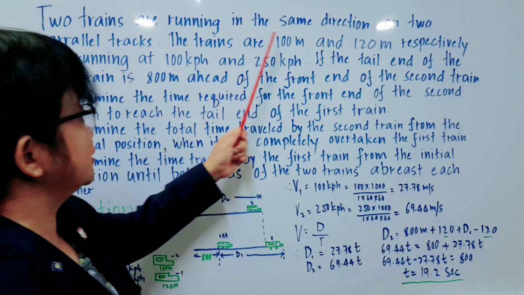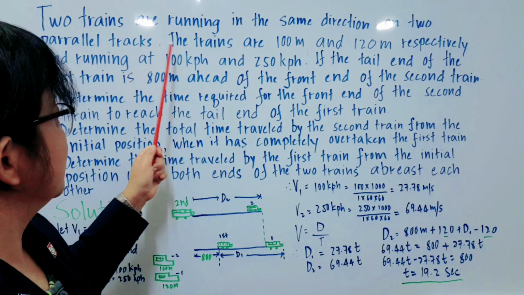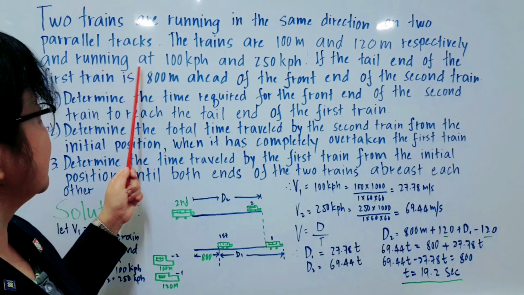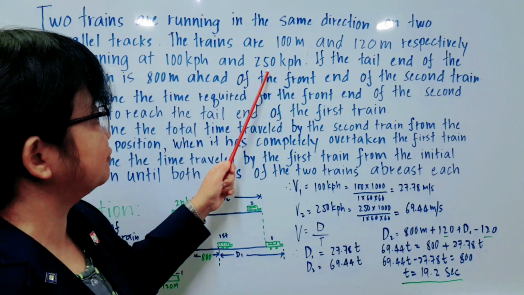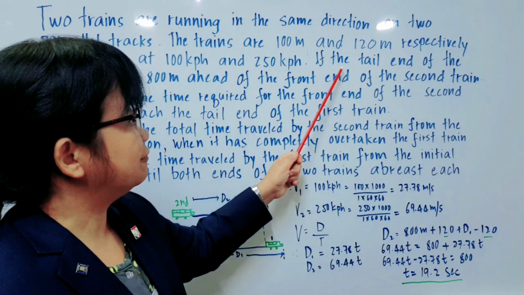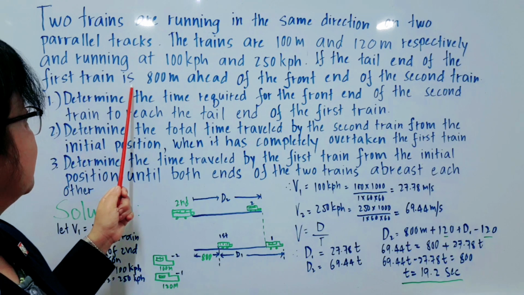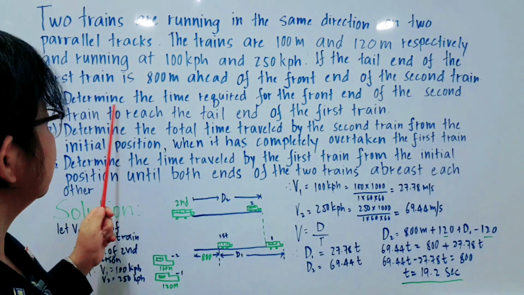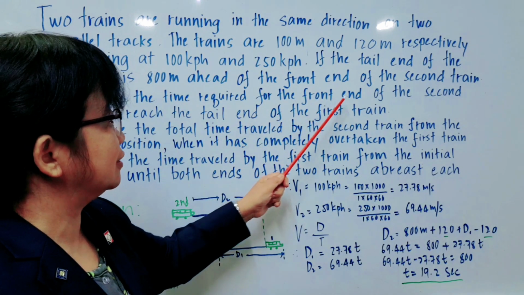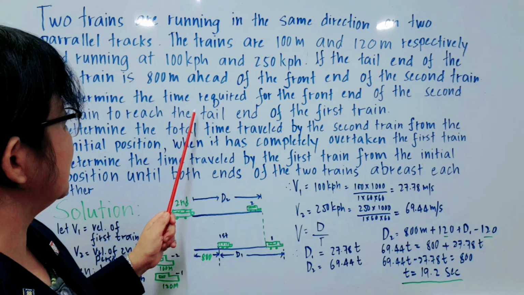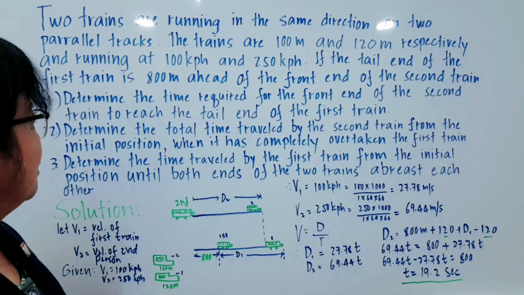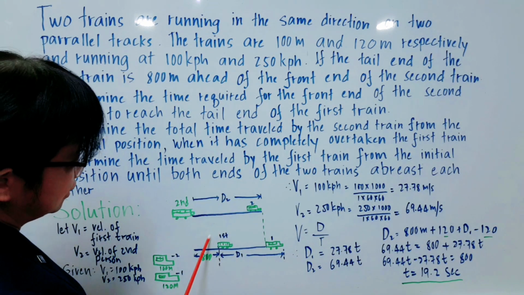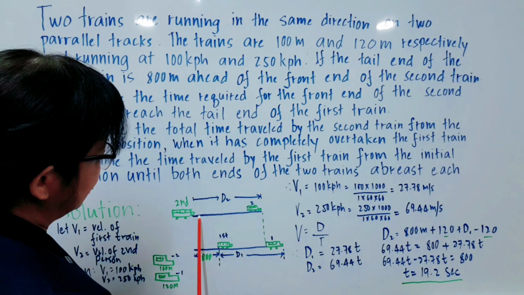Two trains are running in the same direction on 2 parallel tracks. The trains are 100 meter and 120 meter respectively, and running at 100 km per hour and 250 km per hour. If the tail end of the first train is 800 meter ahead of the front end of the second train, determine the time required for the front end of the second train to reach the tail end of the first train. Now, to solve this first problem, we have this diagram here, the sketch for the 2 tracks.